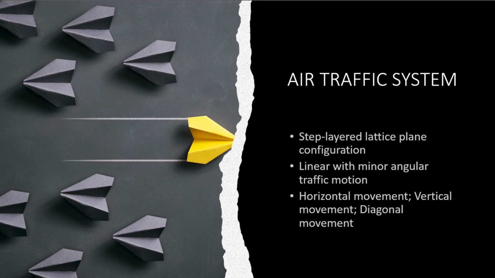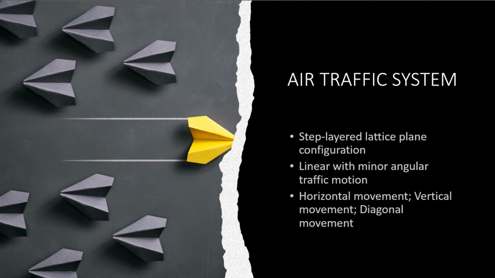Another feature is linear motion with minor angular traffic motion. Spacecrafts may maneuver at some times. The last feature is the horizontal movement, vertical movement, and diagonal movement. So basically all kinds of movements are associated with the air traffic system.